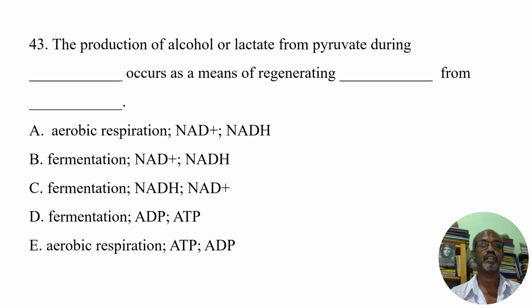Question number 43. The production of alcohol or lactate from pyruvate during dash occurs as a means of regenerating dash from dash. The production of alcohol or lactate from pyruvate during fermentation, that anaerobic process, occurs as a means of regenerating NAD+ from NADH. Therefore, the answer is fermentation, NAD+, NADH. This is the answer.